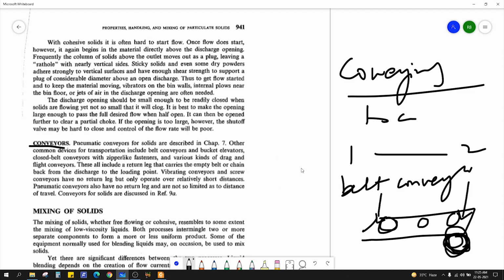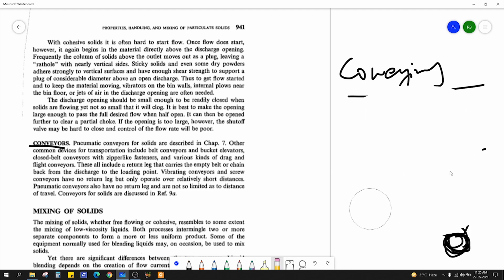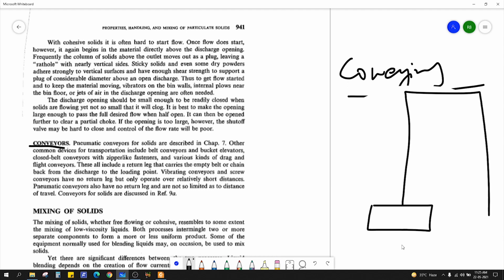Then there are bucket elevators. You have a bucket, you pour the solid into the bucket, and using the elevator it is transported up, right? For example, during construction work. There are examples.